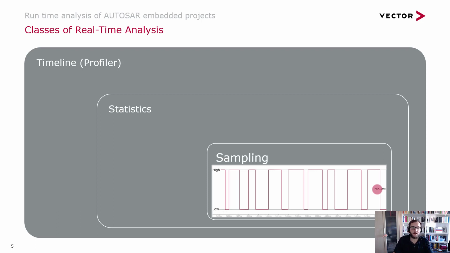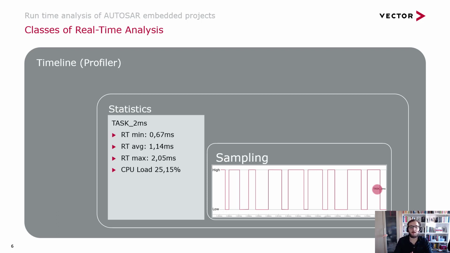For statistics, what you get here is basically the statistic values that are related to the runtime of these tasks. So you can see what was the minimum, maximum, and average runtime of this task at the time of the measurement period. And throughout this measurement period, you will also be able to determine how much was the CPU load of this task.